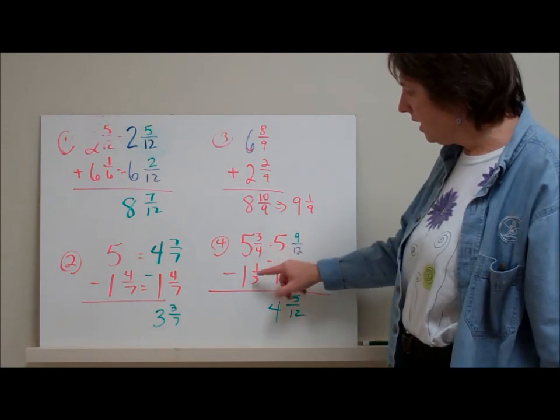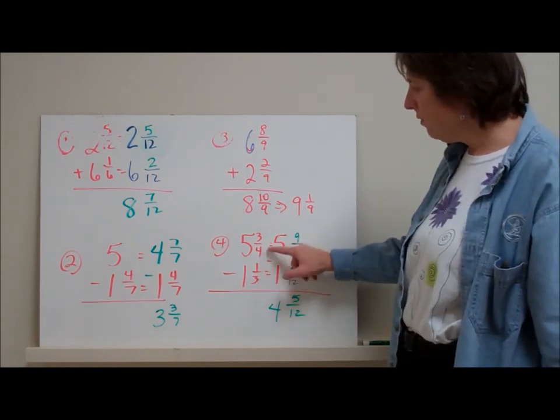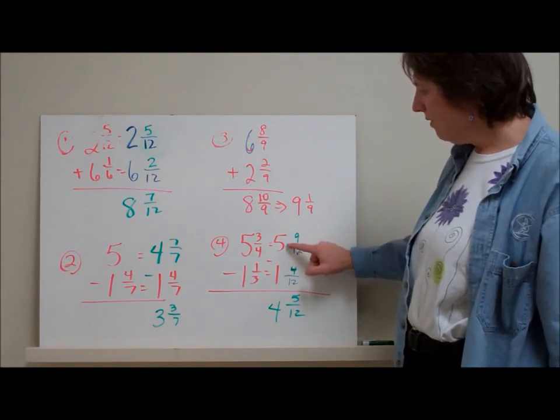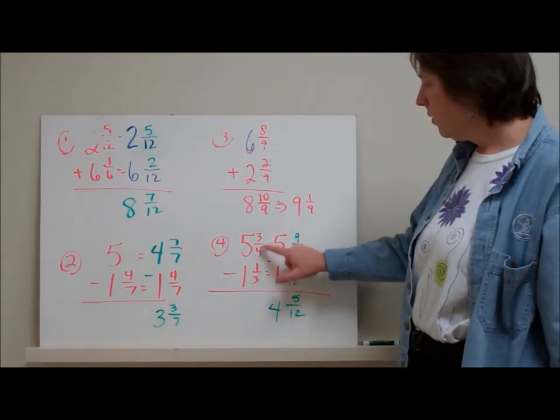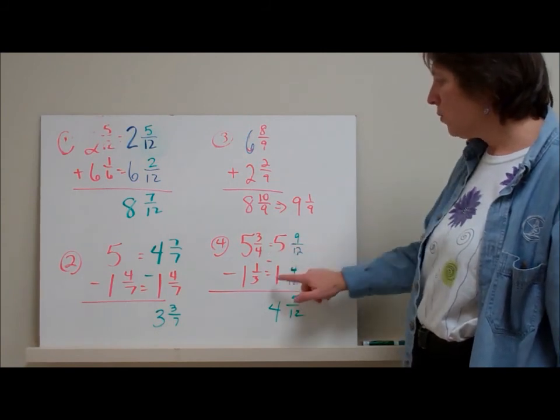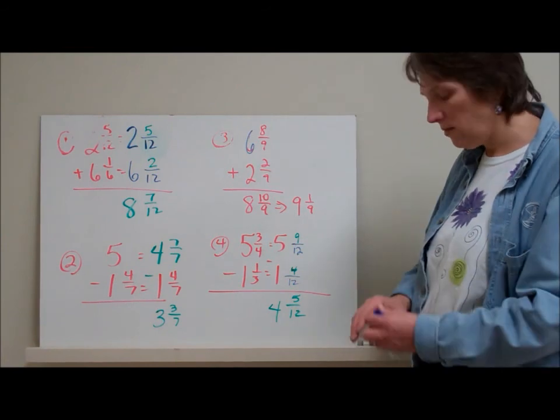Here, got to get a common denominator for both. So 3 and 4 both go into 12. 5 and 1 we bring over. See how I brought over the minus sign? 3/4, the equivalent fraction is 9/12, and 1/3, the equivalent fraction is 4/12. You should have 4 and 5/12.